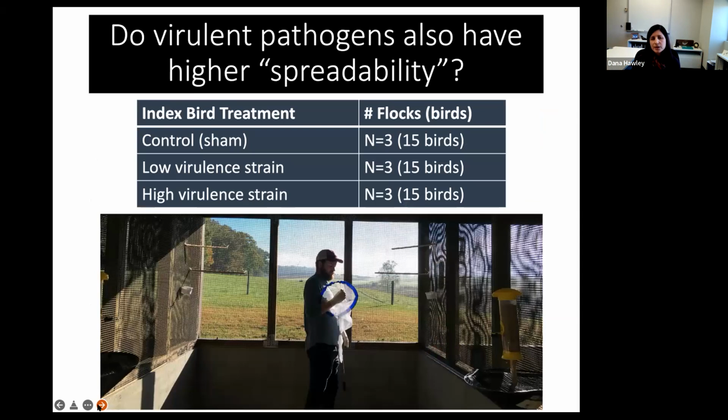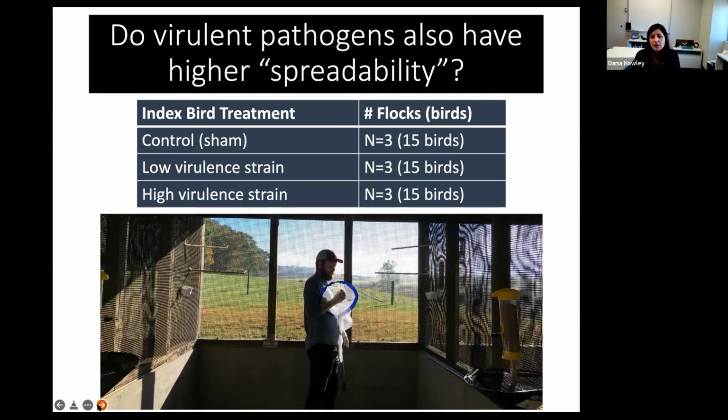So to do that, we used these outdoor aviaries to try to get as close as we could to a naturalistic transmission setting. Obviously, it's not the same as the wild, but it's as close as we can get in these systems. Using these large outdoor systems really limits our sample sizes, but we were able to have 3 different treatments.